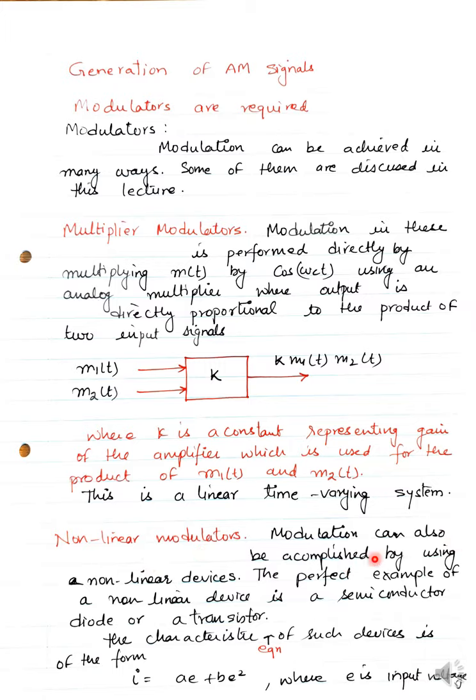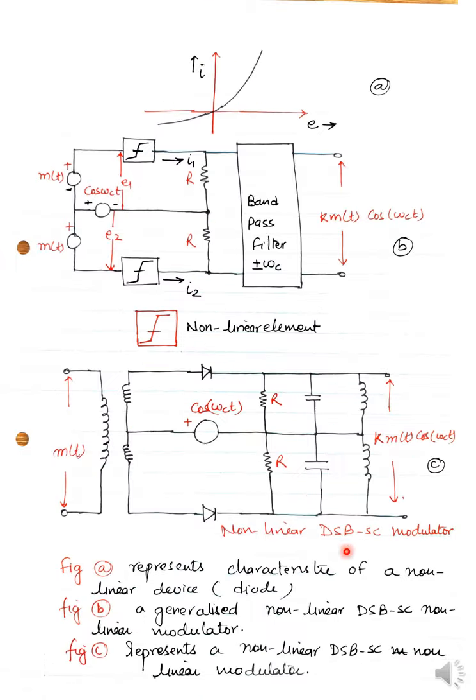The next one is non-linear modulators. Modulation can also be accomplished by using non-linear devices. The perfect example of a non-linear device is a semiconductor diode or a transistor. The characteristic equation of such devices is of the form i = ae + be², where e is your input voltage of the diode.